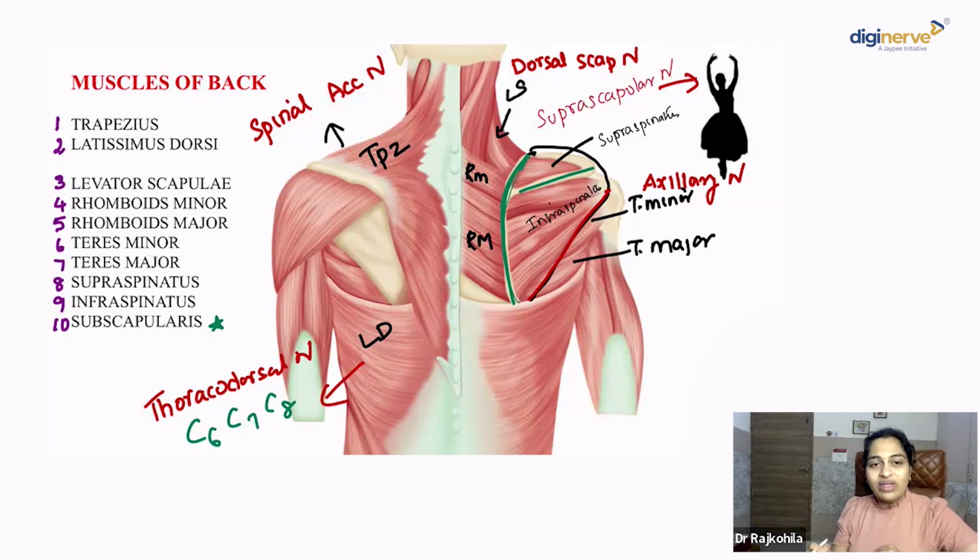Any condition where the axillary nerve can get injured? Yes, anterior dislocation of the head of the humerus, and fracture of the surgical neck of the humerus can injure the axillary nerve. Okay, and teres major nerve supply, that is innervated by the lower subscapular nerve.